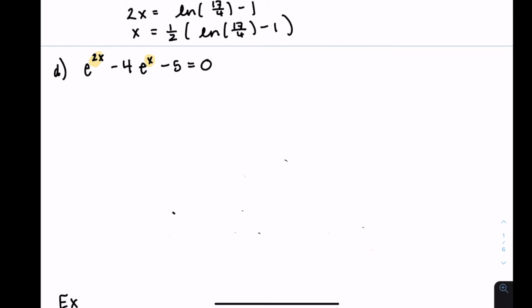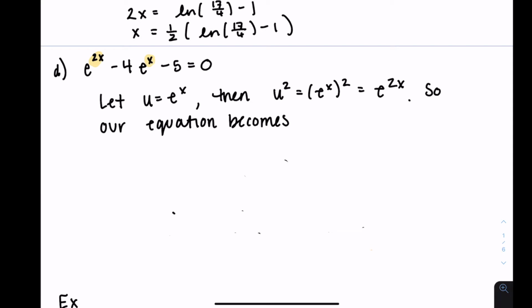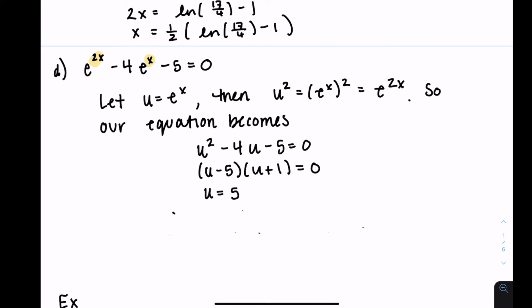So this is going to be a great time to make a substitution. So we're going to let u equal e to the x. So when I square it, I'll get u squared is e to the x squared, which really just is e to the 2x. So our equation is going to become u squared minus 4u minus 5 equals 0. And this is something I can actually solve. It factors really nicely as u minus 5 times u plus 1 equals 0. So I get two possibilities, u is 5 or u is negative 1.